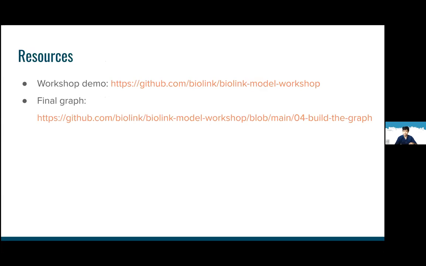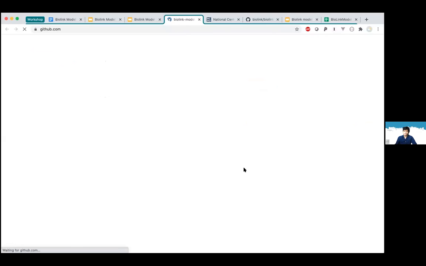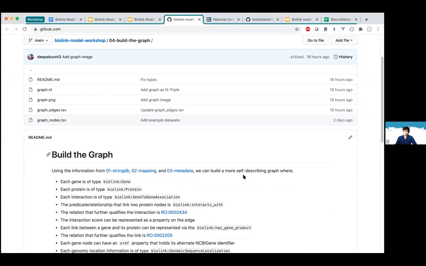And I know I went by this very quickly, but each individual file at each step is available on the GitHub repo. And the final graph can be found here, where we have multiple forms of representation. We have the TSV and also N-Triples for those of you who are more inclined to use RDF, where the same graph is serialized as N-Triples, which you can then use to set up a triple store instance or a SPARQL endpoint. But yeah, this is how the thought process would work if you were to represent something, say from StringDB. And we use the same approach for modeling datasets from many other sources.